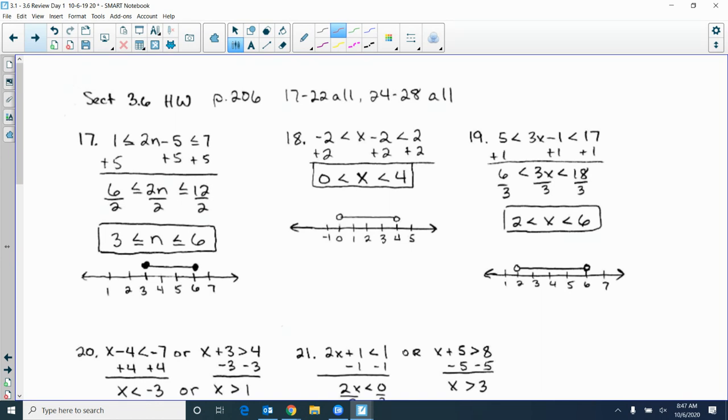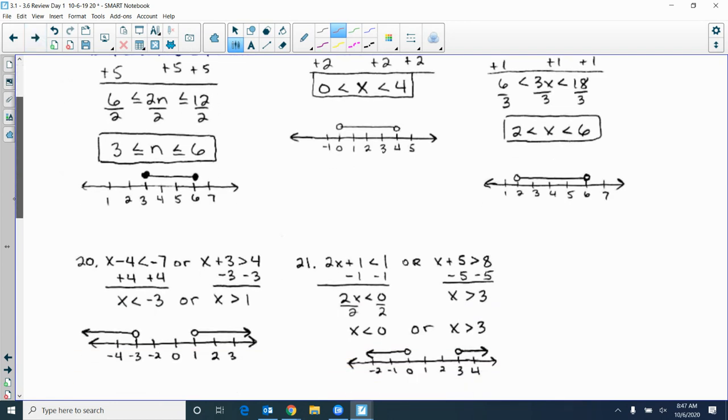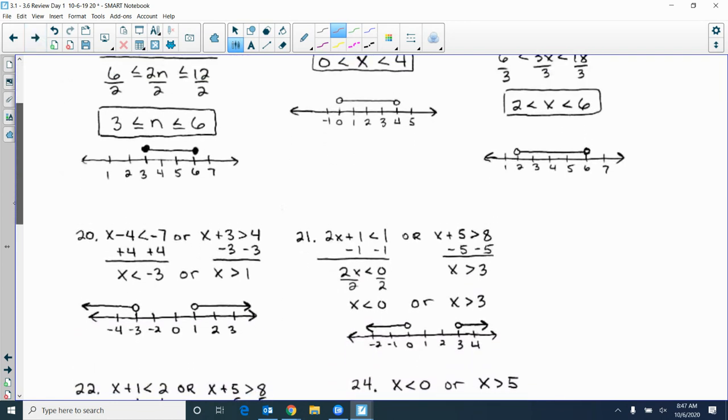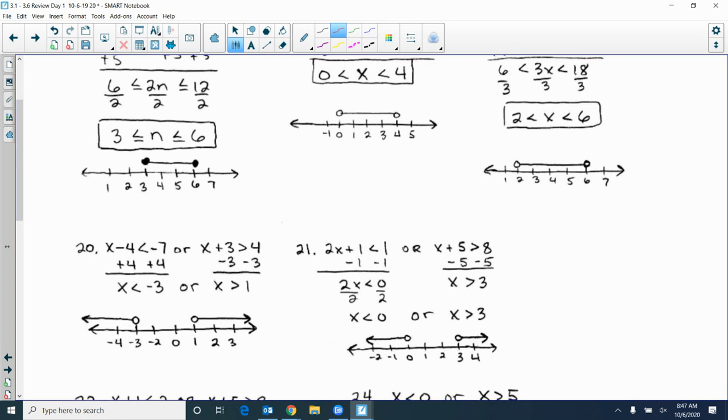Now take a look at how these would look, because for 24 through 28, you're going to have to write down something similar for those. 20 and 21. Okay. This is where we did the 20 for -3 and then x is greater than 1. 21, x is less than 0 or x is greater than 3, going in opposite directions.